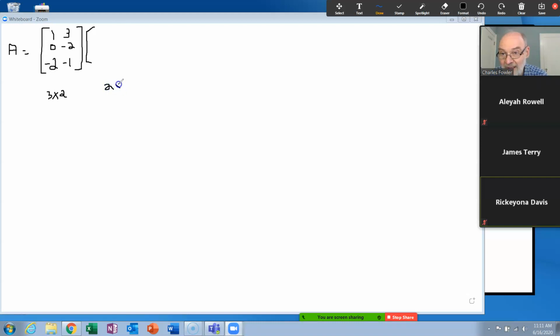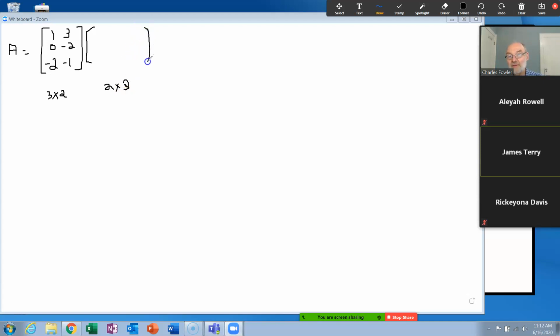Now, the question I'm going to ask you: do you think we can multiply that matrix by its transpose? Yes, you can, because these inner two numbers are the same. And what does that give you as the size of the product? 3x3. Right. Now, here's the other observation. Anytime you multiply a matrix by its transpose, it's always going to be a square matrix. And what we're going to learn is a special kind of square matrix.